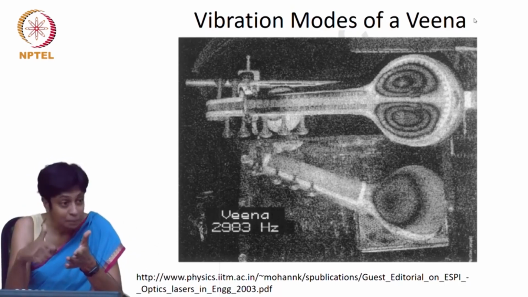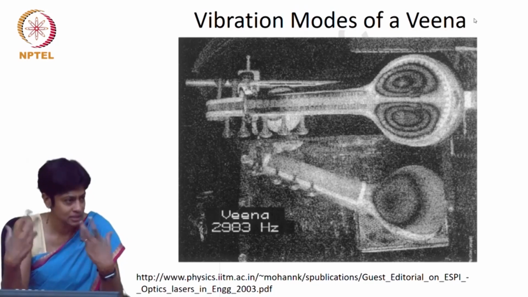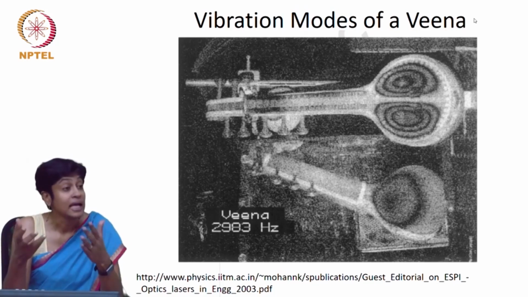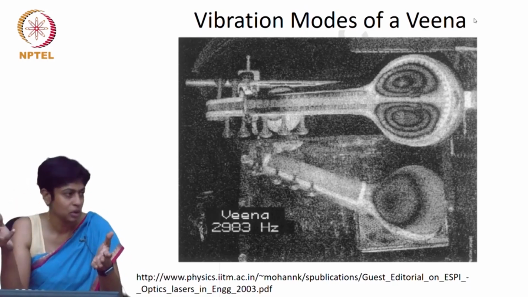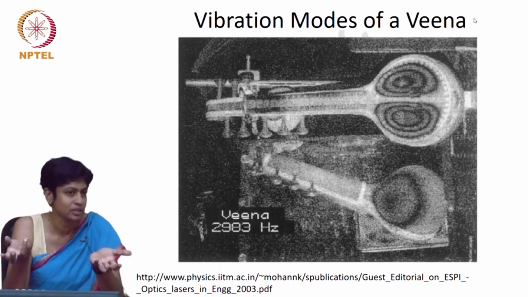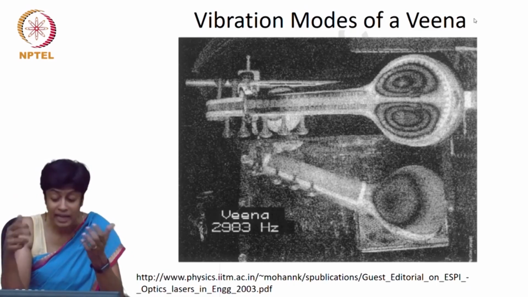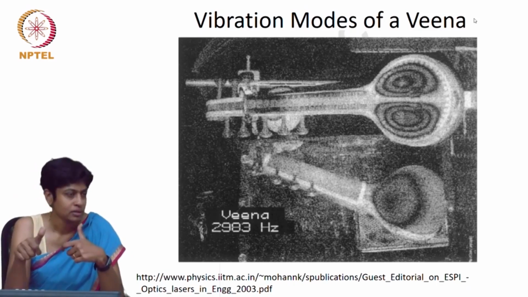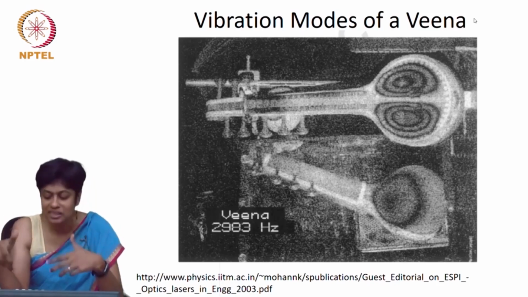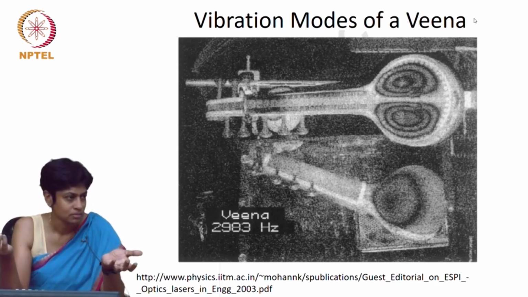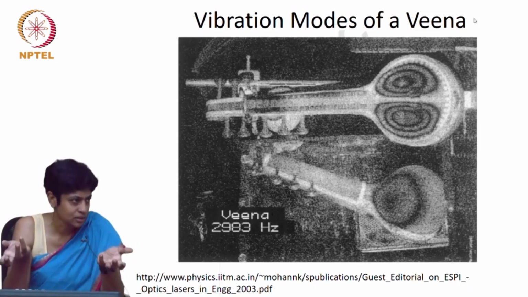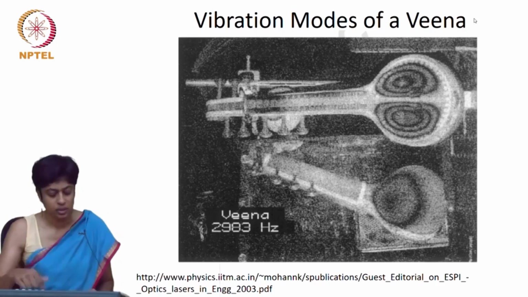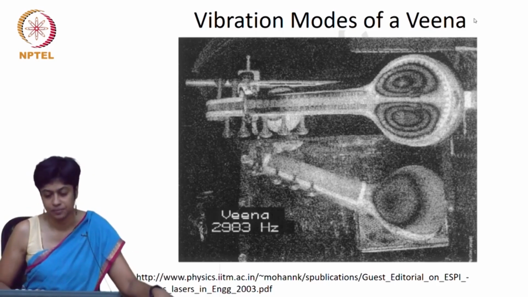You excite some string of the veena, so there is certain resonance that is happening. That object beam is interfering with the original undisturbed object beam, and what you are seeing is the interference pattern. And so, for every mode that the veena has, you will see a different set of fringes. Right? So, it is a way of studying the modes of this musical instrument. Right? This was work done in the physics department of IIT Madras.